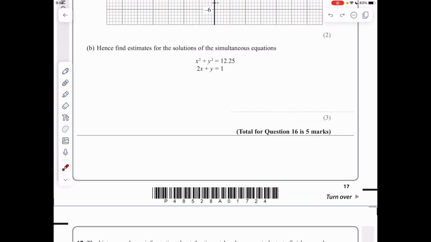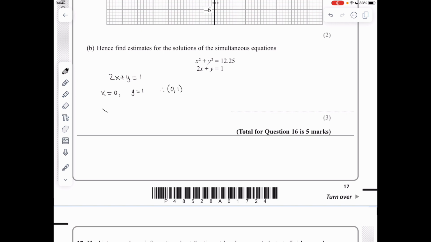In B, we are asked to find estimates for the solutions of the simultaneous equations x squared plus y squared is 12.25 and 2x plus y is 1. So the idea is for me to draw the line with equation 2x plus y is 1 on my graph and identify the points of intersection. So considering 2x plus y is equal to 1, I can see that when x is 0, we get that y is 1, and therefore we pass through the point 0, 1.